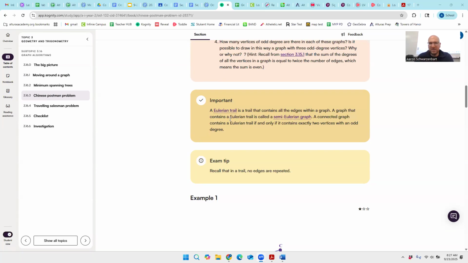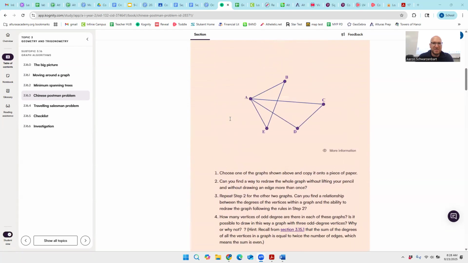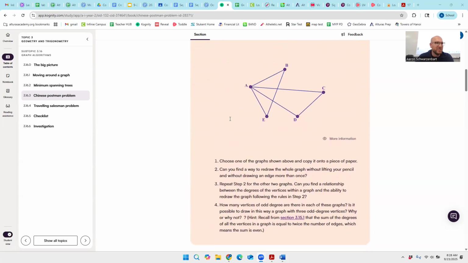You guys remember what degree of a vertex is? The edges on a vertex. They can be, but it won't have an Eulerian trail.